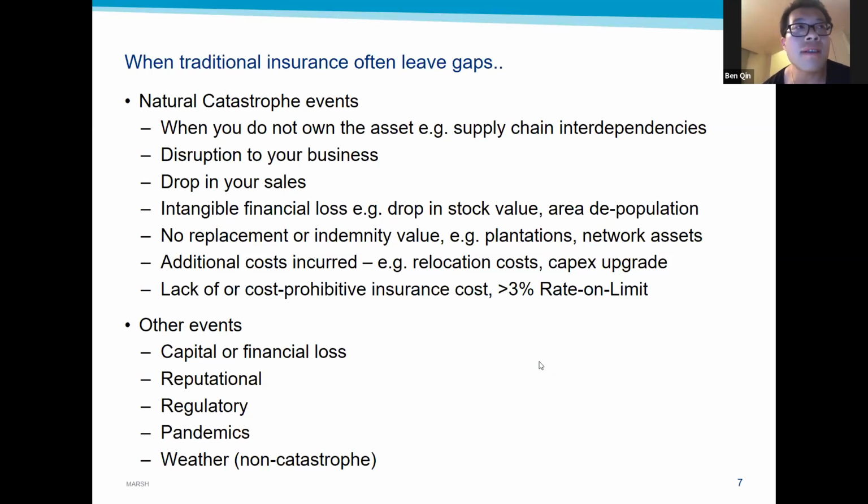Think agriculture, think retail, right? They're all subject to temperature fluctuations, lack of rain, too much rain, all that kind of stuff. It's all in the realm of possibility with the parametric solutions.